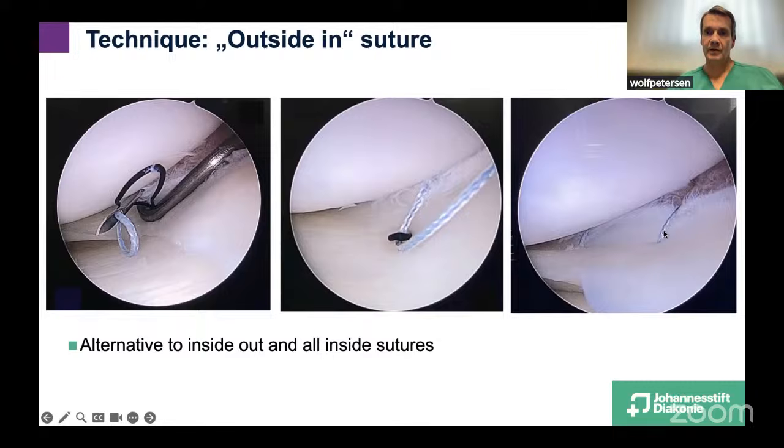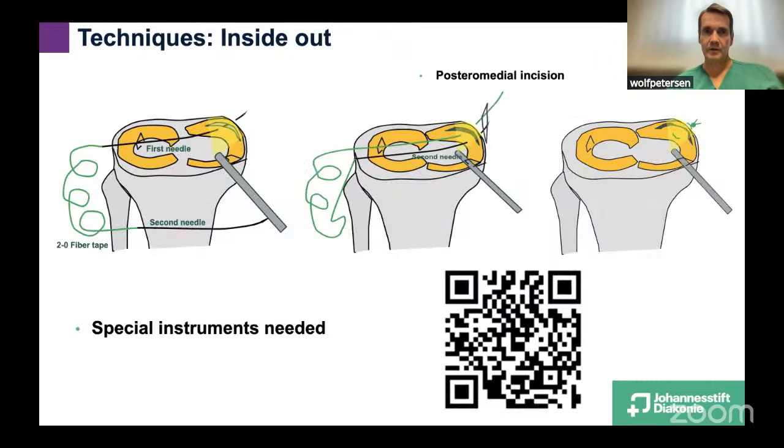In this case, we used fiber wire. And you can see here, I placed 2 vertical sutures into the meniscus in the intermediate part of the meniscus, and this outside-in suture works very well. It should be the basis for every arthroscopic surgeon. The next technique I would like to talk about is the inside-out technique.